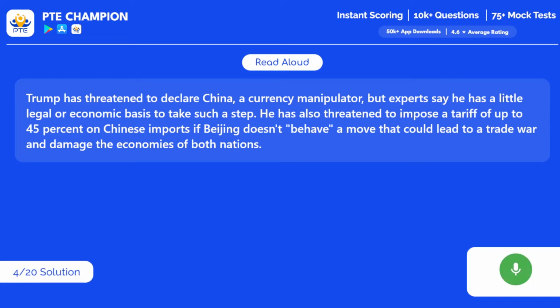Trump has threatened to declare China a currency manipulator, but experts say he has little legal or economic basis to take such a step. He has also threatened to impose a tariff of up to 45% on Chinese imports if Beijing doesn't behave, a move that could lead to a trade war and damage the economies of both nations.